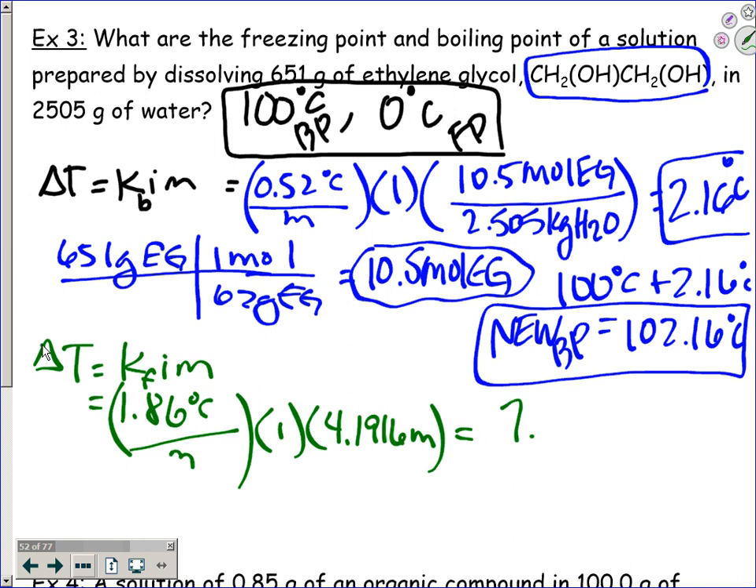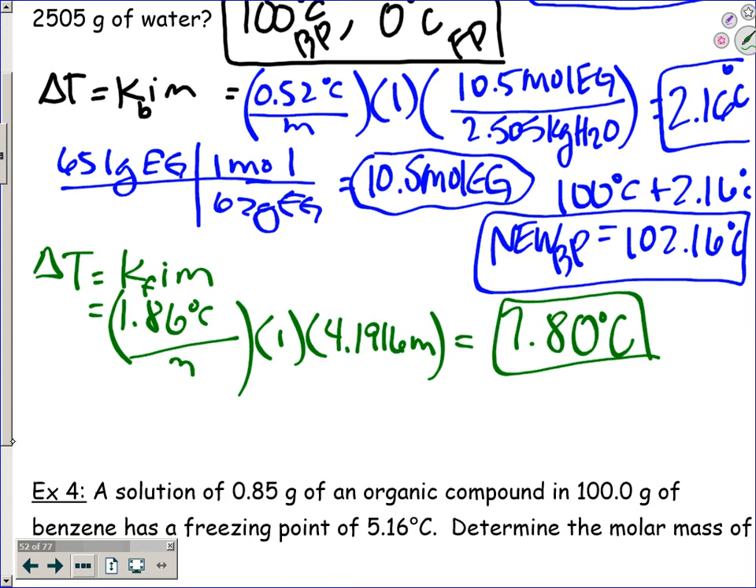What's your freezing point change? 7.796, so 7.8, let's go with that. Okay, so this is your delta T for freezing point. What is your new freezing point? Right, so you're doing 0 minus the delta T, so minus 7.80, and that's negative 7.80.